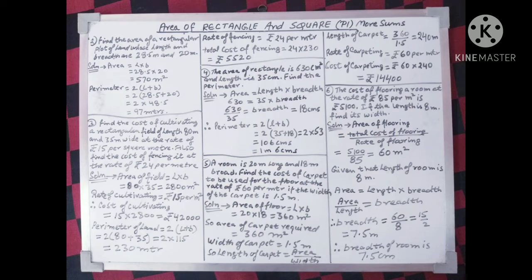The question says, find the area and the perimeter of a rectangular plot of land whose length and breadth are 28.5 meters and 20 meters respectively, right? So here we have the length is equal to 28.5 meters and the breadth is equal to 20 meters. Therefore, area of the plot is equal to length into breadth, that is 28.5 into 20 meters square, which gives us final answer as 570 meter square.